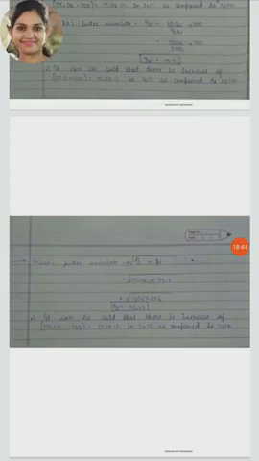I hope you understood these two sums very well. If you have any doubt, you can contact me anytime. You can send your query to your group admin and she will forward it to me.